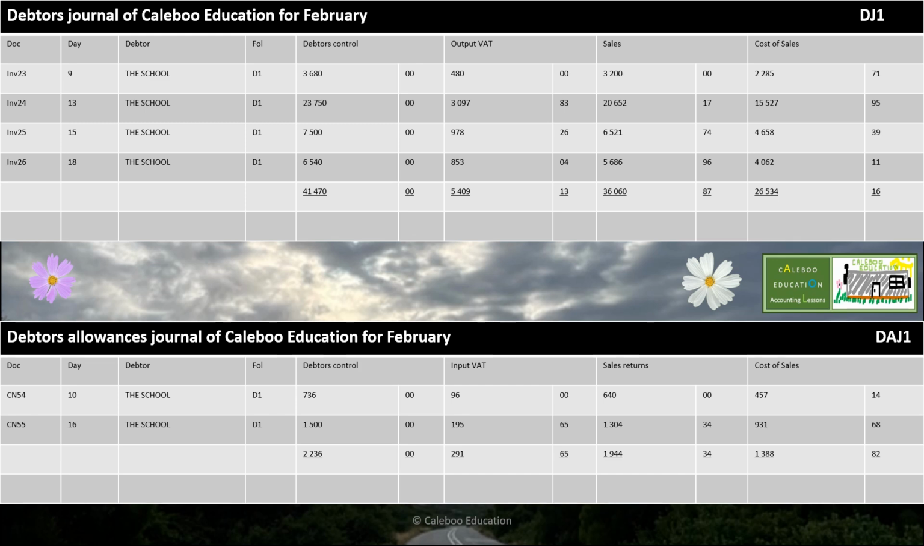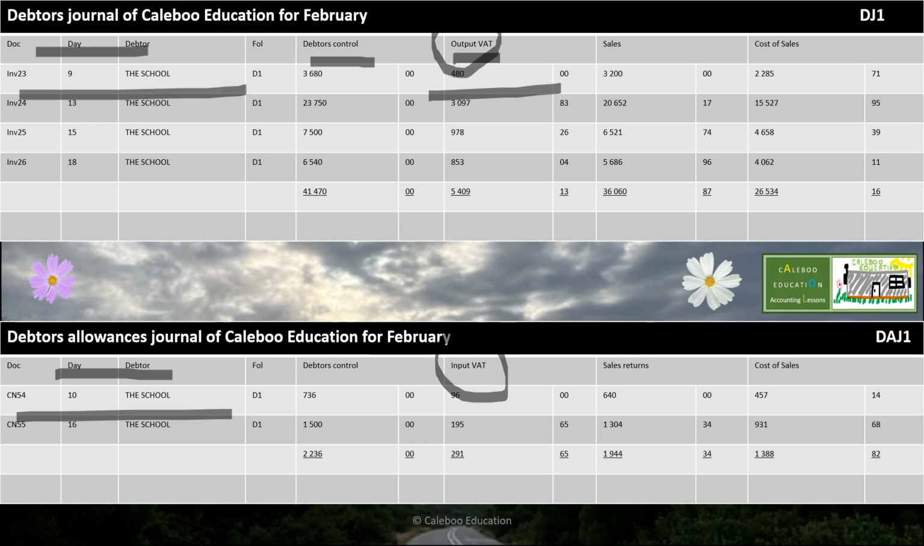While you have the two journals in front of you, the debtors journal and the debtors allowance journal, I just want to point out, when we make a sale, we claim output VAT. We charge the debtor output VAT, but if they return the items, we reverse that output VAT by debiting input VAT. All these entries in the allowance journal are the opposite to what's in the debtors journal. More about that, I'm just introducing it so you're aware of that fact.